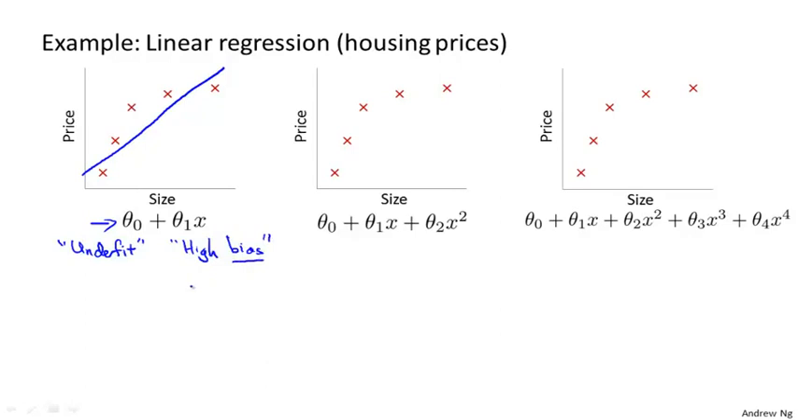Both of these roughly mean that it's just not even fitting the training data very well. The term bias is kind of a historical or technical one, but the idea is that if we're fitting a straight line to the data, then it's as if the algorithm has a very strong preconception, or a very strong bias, that housing prices are going to vary linearly with their size. And despite the evidence to the contrary, its bias still causes it to fit a straight line, and this ends up being a poor fit to the data.